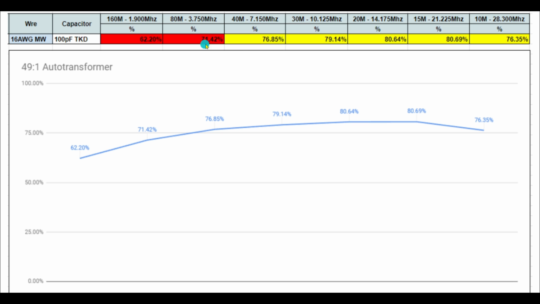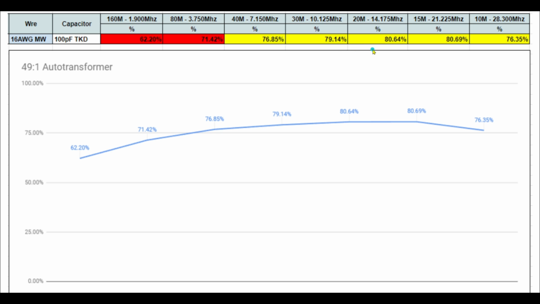I guess that's serviceable, but where I'm really concerned about using these would be 40 through 10, and you can see on 40 meters, we are at 76.85, which is starting to enter the realm of, okay, I really would like to see these things be around 85 to 90% efficient. So I'm probably going to have to go back to the drawing board on these. Maybe I'll make an antenna with these. Maybe I won't.